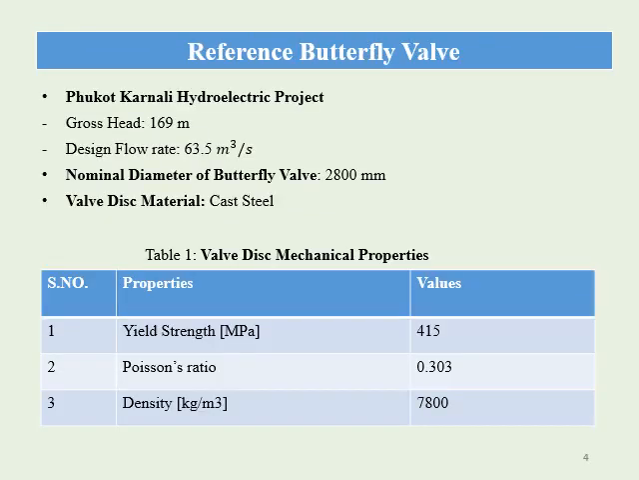We are using the reference butterfly valve from the Foucault Cornali hydroelectric project, the gross head of which is 169 meters. The design flow rate is 63.5 cubic meters per second. The nominal diameter is about 2800 millimeters, and the disc is made of cast steel. Below you can see the various properties of cast steel.